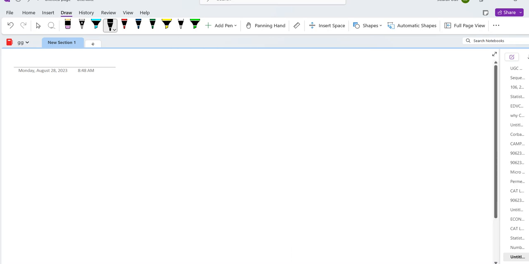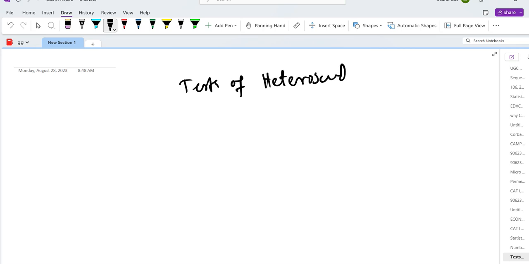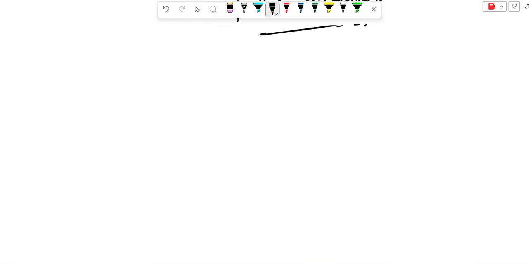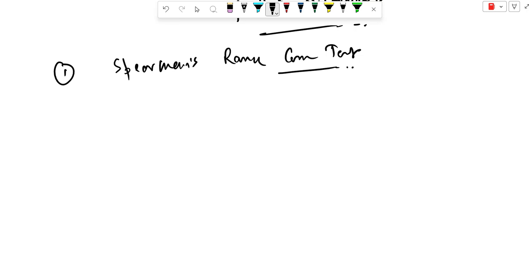Students, today we'll talk about tests of heteroscedasticity. In this way you will identify whether heteroscedasticity is there or not. I will be doing an elaborate video on this. The first one is Spearman's test, the rank correlation test. Everyone knows this. This is the most simple and approximate test for the detection of heteroscedasticity.